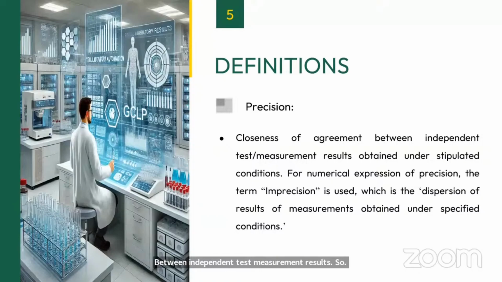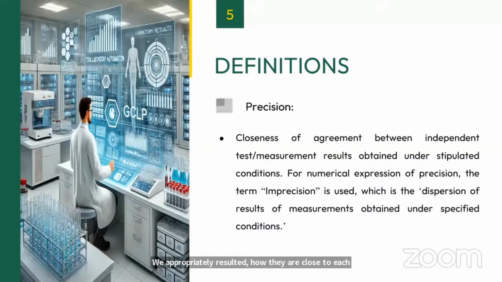Closeness of agreement means how close your results are to each other. When you repeat a particular test on the same sample within a short period of time, how they should be related to each other, or how the values should be appropriately resulted, how close the results are to each other. There should not be variation.